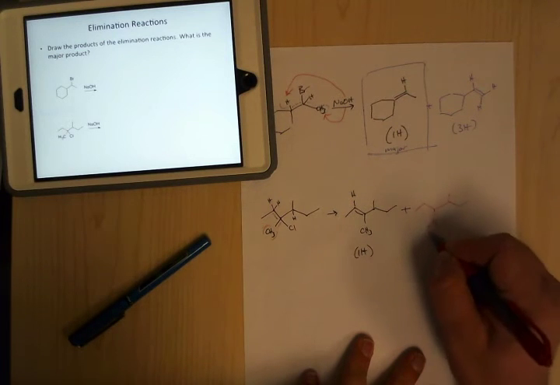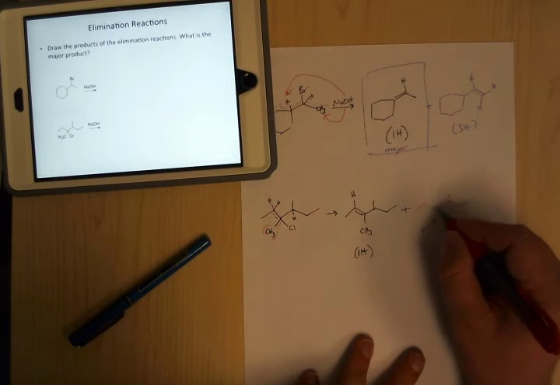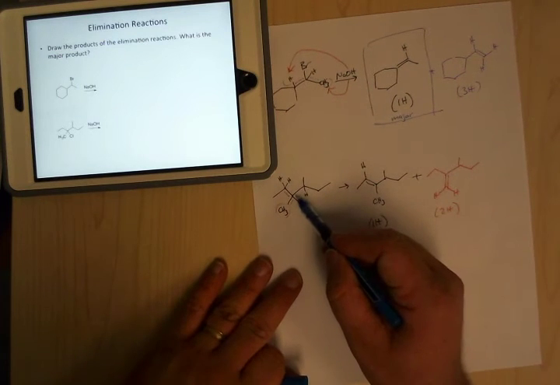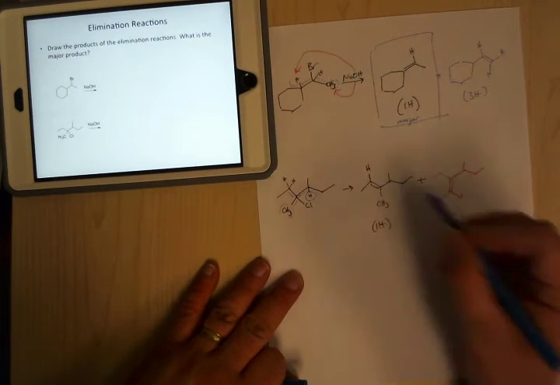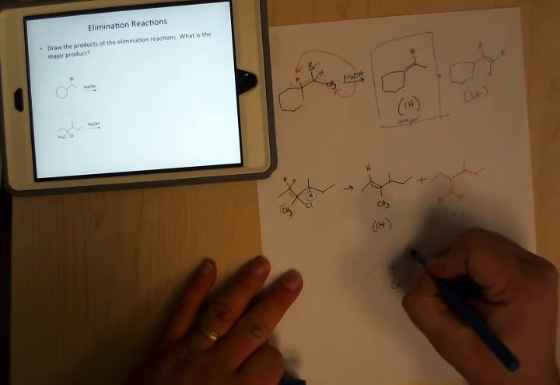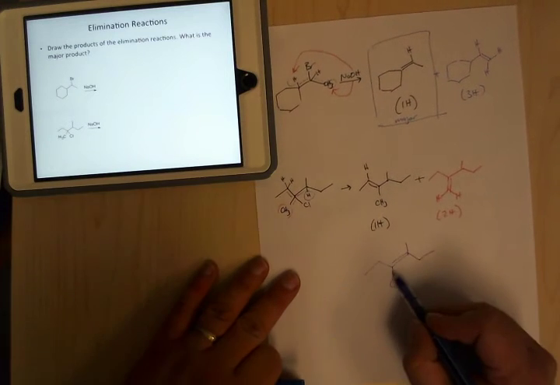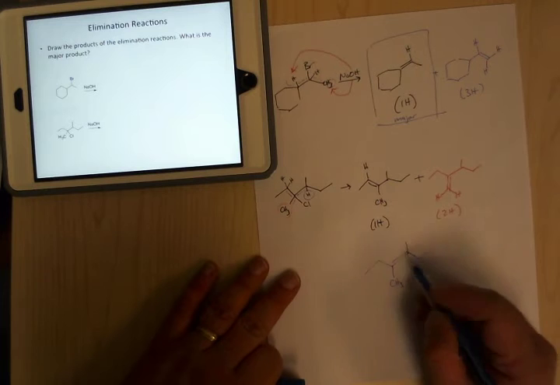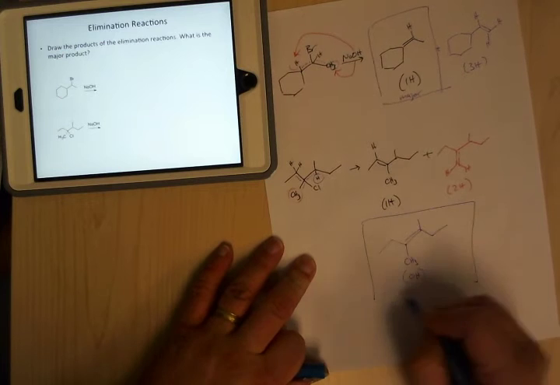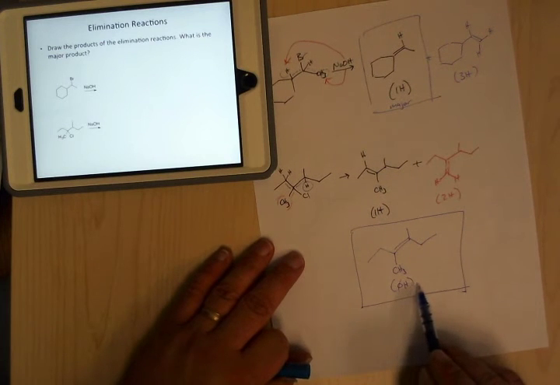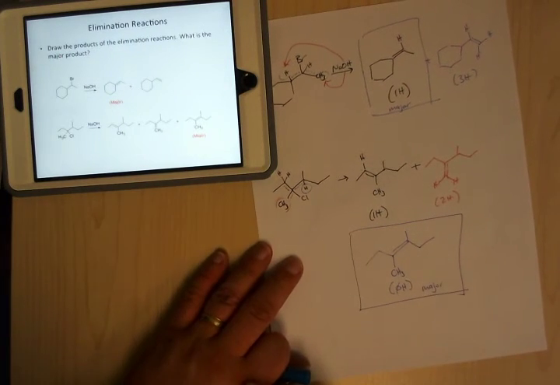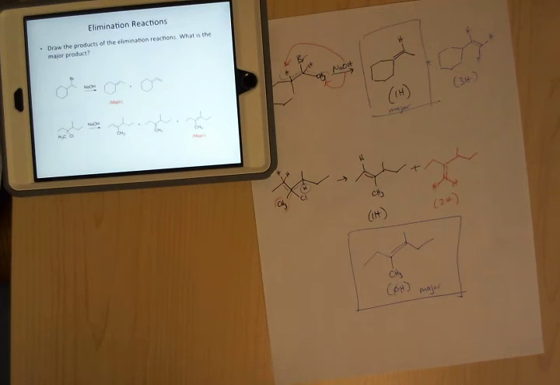right there, and there are two hydrogens on this double bond. Now the other option would be to go here, to rip off this hydrogen, which ends up putting the double bond there. So here there's carbon, carbon, carbon, carbon, and no hydrogens on the double bond. So this is going to be the major product, because there are no hydrogens on there.